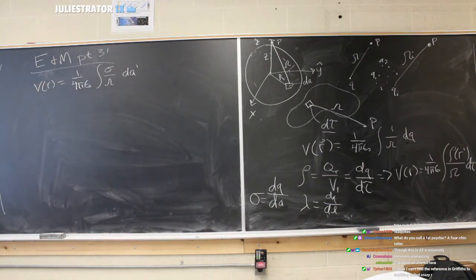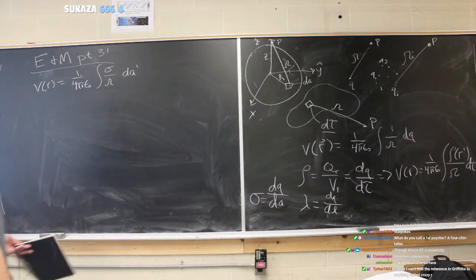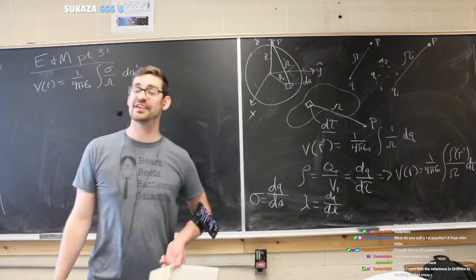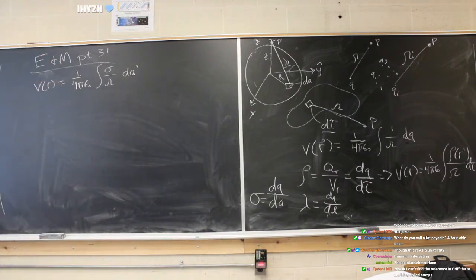I can't find the reference in Griffiths to anything called crazy r. You see it. It's this cursive r or whatever. Man, what do you do?